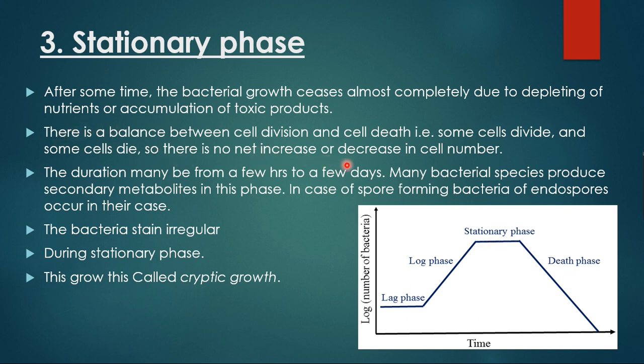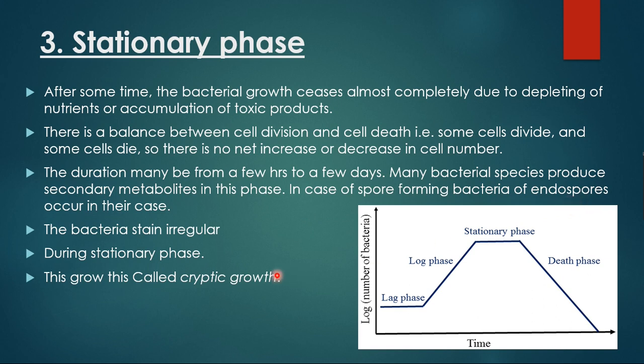So there is no net increase or decrease in the cell number. Obviously, how many are arising, the same number is going to die. The duration may be from a few hours to a few days, and many bacterial species produce secondary metabolites in this phase. So that means the toxins, antibiotics, all these things are going to be produced in this stationary phase. Not only that, mutations can also occur in the stationary phase only, and some spore forming bacteria produce the endospores also.